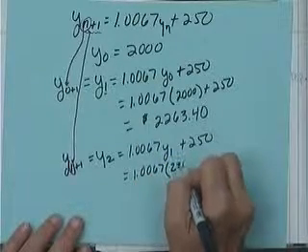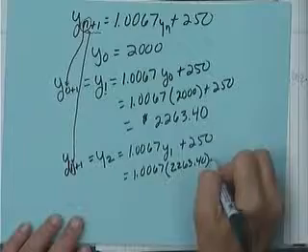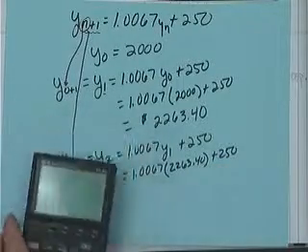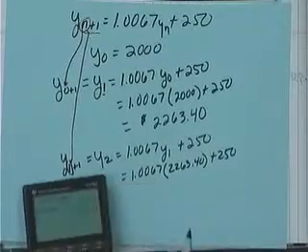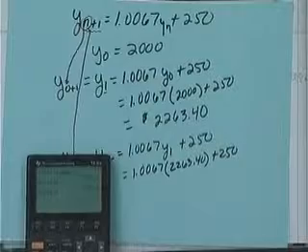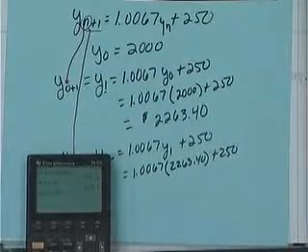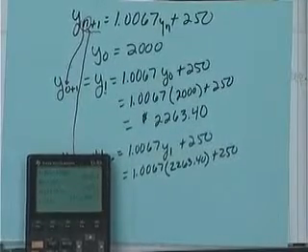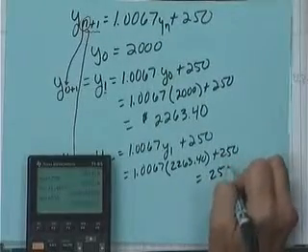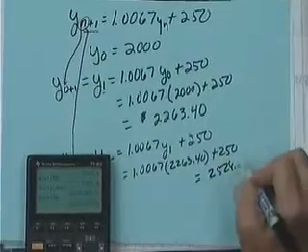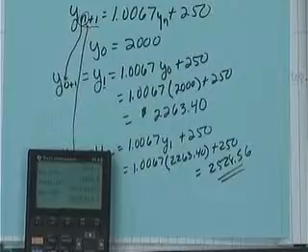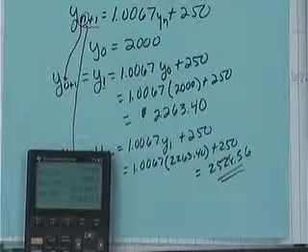1.0067 y sub 1 is 2263.40 plus 250. And if you never erase your calculator, it's going to be nice. That way you don't have to keep typing so much in. I'll just multiply that now times 1.0067 and add 250 to it. And that should be 2528.56. Everybody good? Okay.